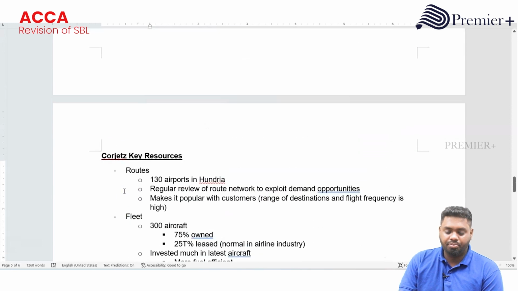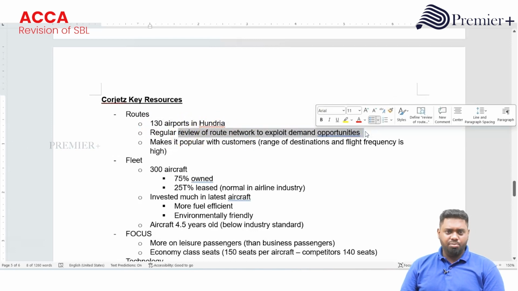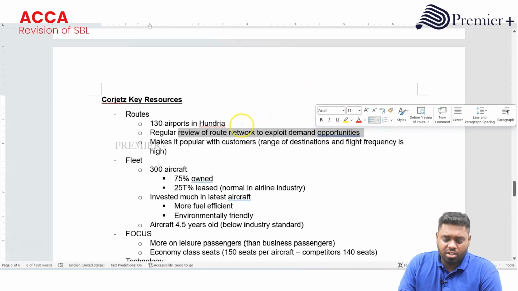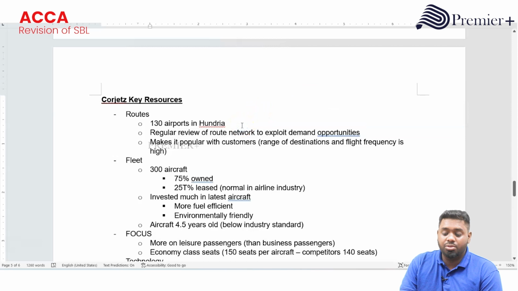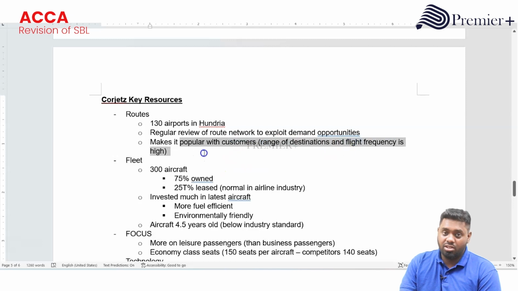If you look at routes, there are 130 airports in Honduras, with regular review of the route network to explore demand opportunities. So core jets keeps striving to improve their service delivery. They regularly review the route network to explore demand opportunities, which makes it popular with customers. The range of destinations and flight frequencies are very high.